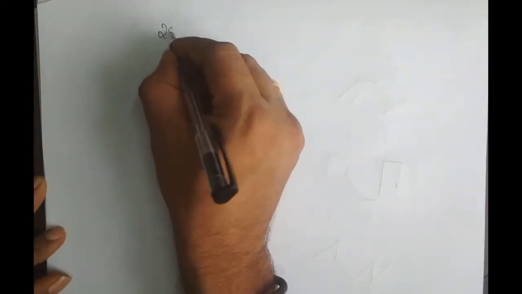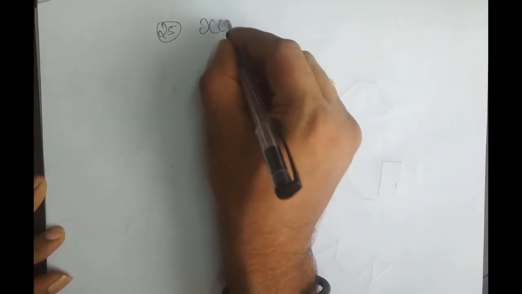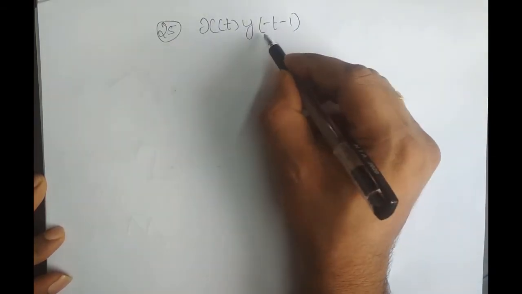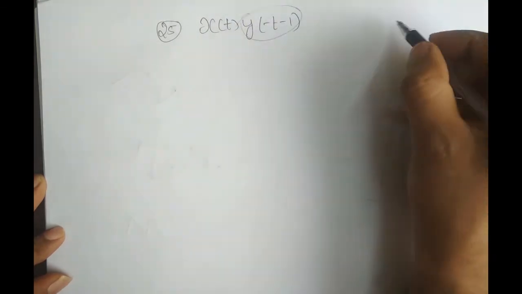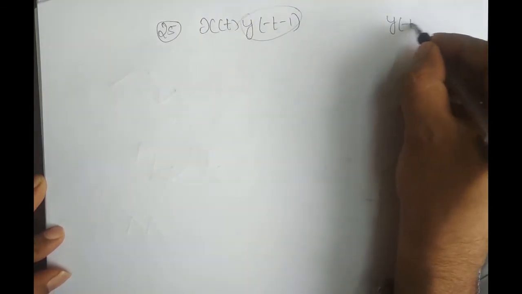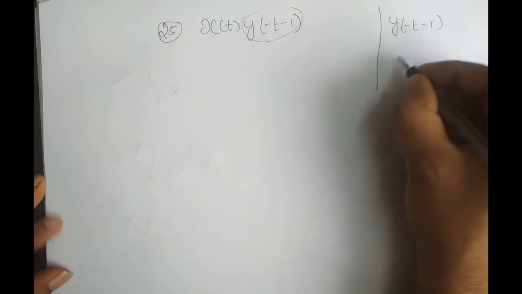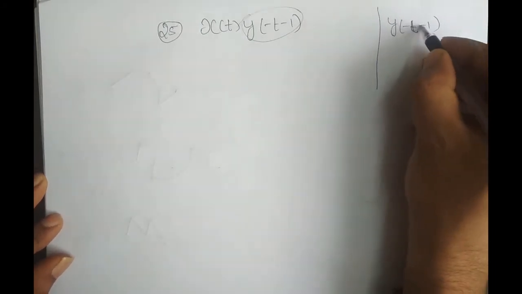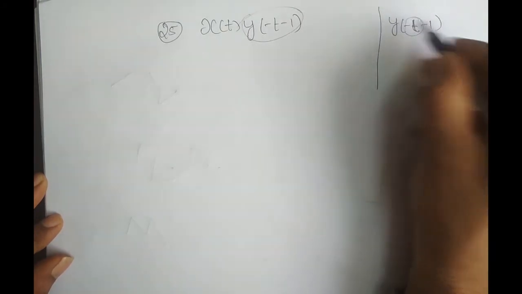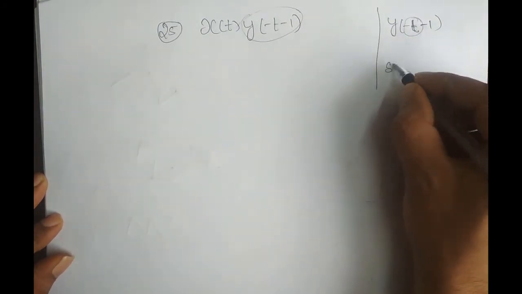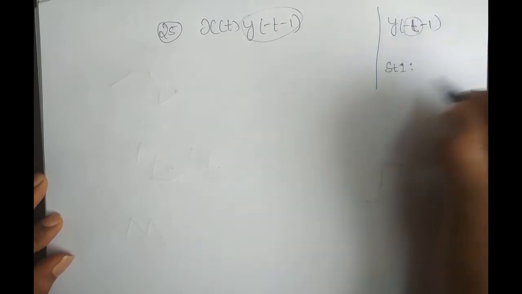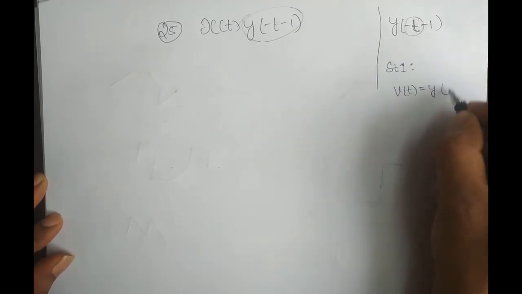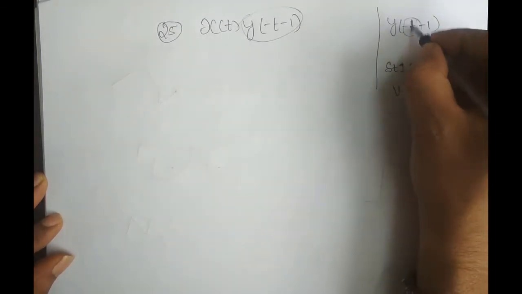Next, problem number 25. So what is it that I need to sketch? X of t into y of minus t minus 1. So before we sketch the signal, we try to sketch y of minus t minus 1. So since this involves the precedence rule, it has both the time shift property, which is t minus 1, and the time scaling property, which is minus t. So for that, what is step 1? Step 1 is you have to plot the intermediate signal v of t, which involves only the shifting part, y of t minus 1.